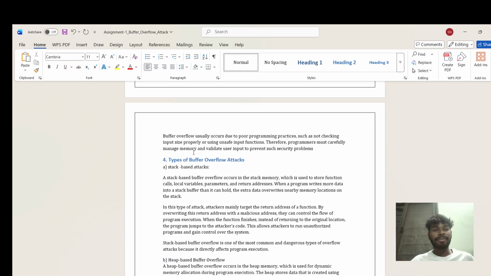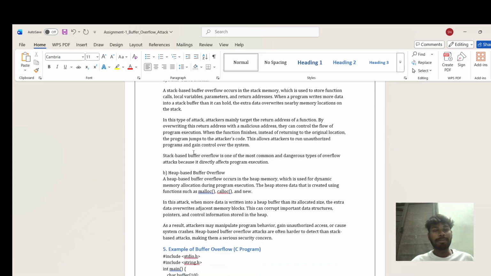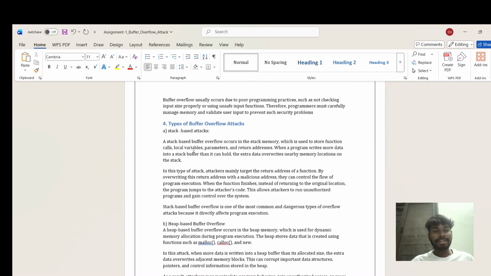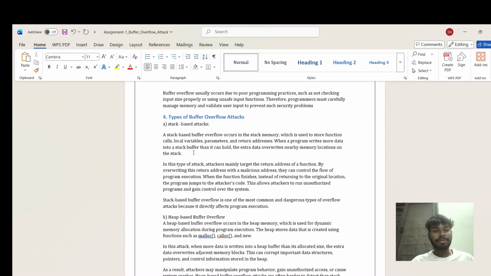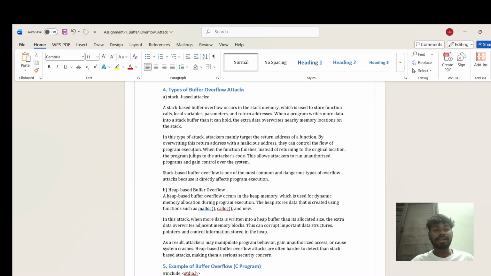Types of buffer overflow. Basically, buffer overflow is divided into stack-based buffer overflow and heap-based buffer overflow. Stack-based buffer overflow occurs in stack memory, which is used to store function calls, local variables, parameters, and return addresses. When a program writes more data into a stack buffer than it can hold, the extra data overwrites nearby memory locations on the stack.